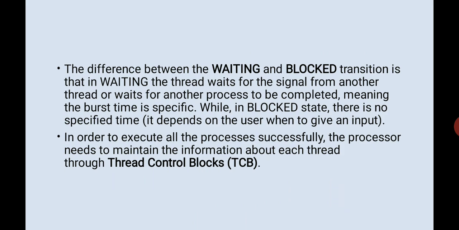The difference between a waiting and blocked transition is that in waiting, the thread waits for a signal from another thread or waits for another process to be completed, meaning the burst time is specific. While in the blocked state, there is no specific amount of time. It depends upon the user when it wants to give you the CPU or when it wants to give any sort of work to you. So it is entirely dependent on the user with no specific time boundary. Whereas in the waiting state, it is waiting for its thread's time to get completed.